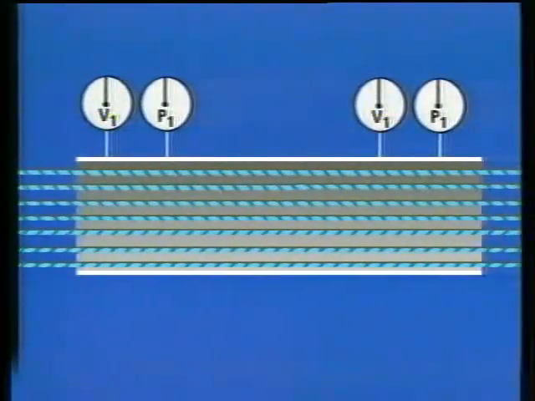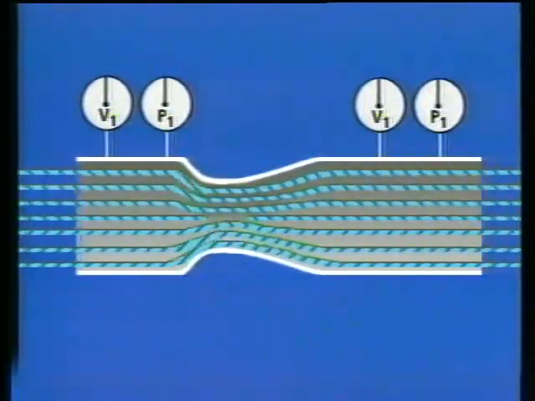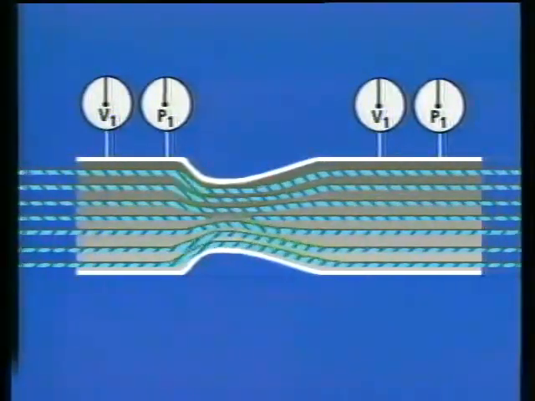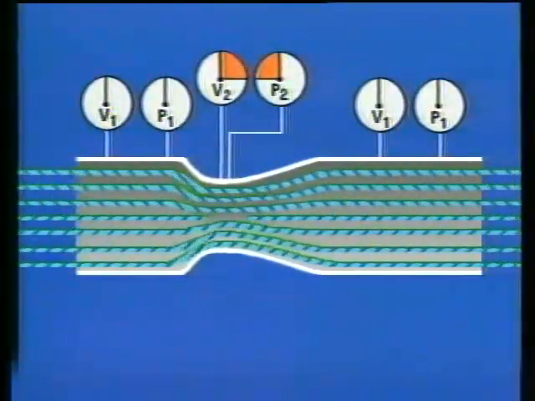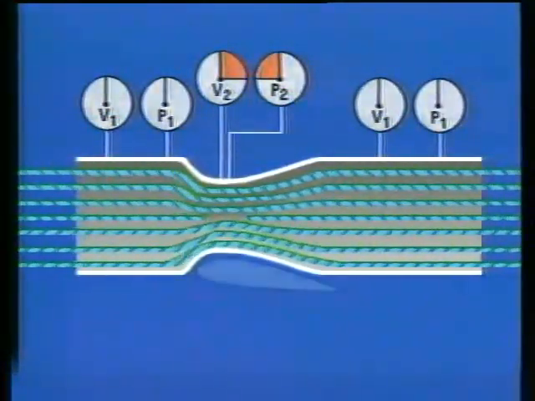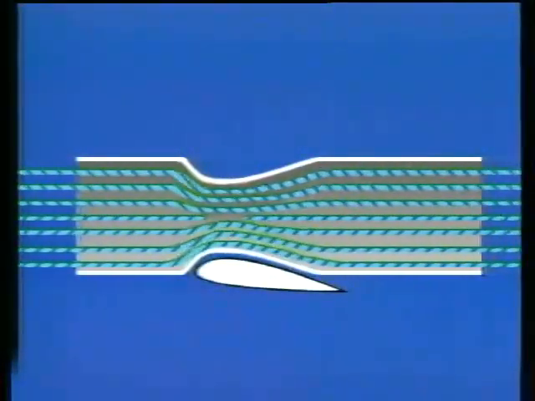He also found that with a constant velocity, the pressure of the air remains the same at both ends of the tube. If a constriction is placed in the middle of the tube, the same amount of air has to pass through a smaller area. This increases the velocity and decreases the pressure. If you were to replace the constriction with an airfoil, such as a wing, the same principle would still apply.